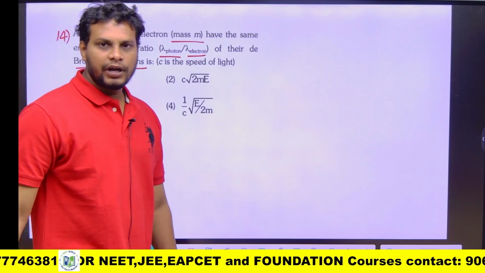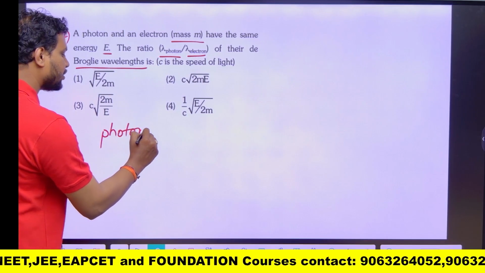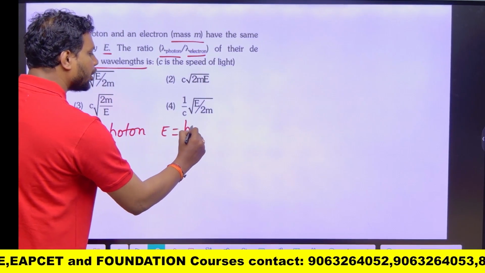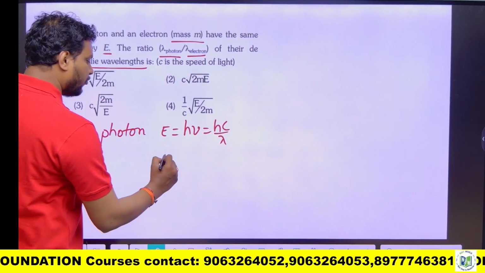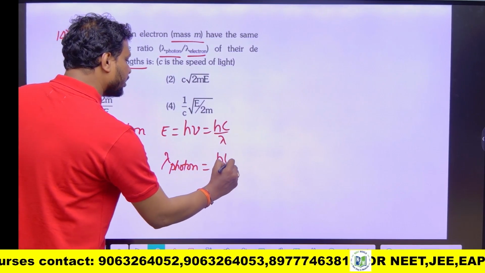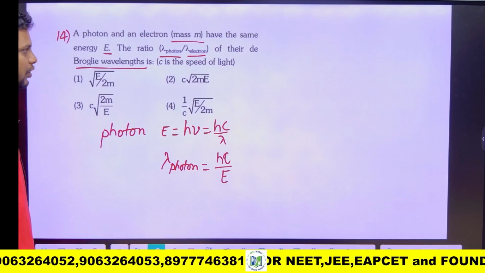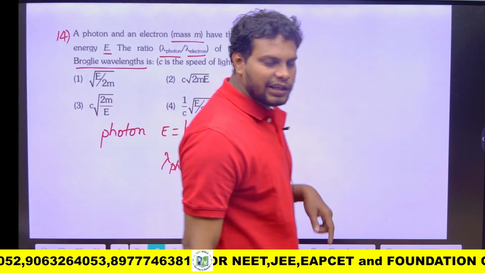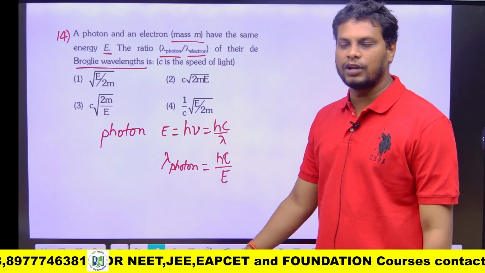Always remember, for a photon, the energy is taken as E is equal to h nu, or you can write it as hc by lambda. Then for a photon, lambda photon is taken as hc by E. This is the lambda for photon. Whereas for any particle other than a photon, we can apply the de Broglie wavelength formula to find the wavelength.